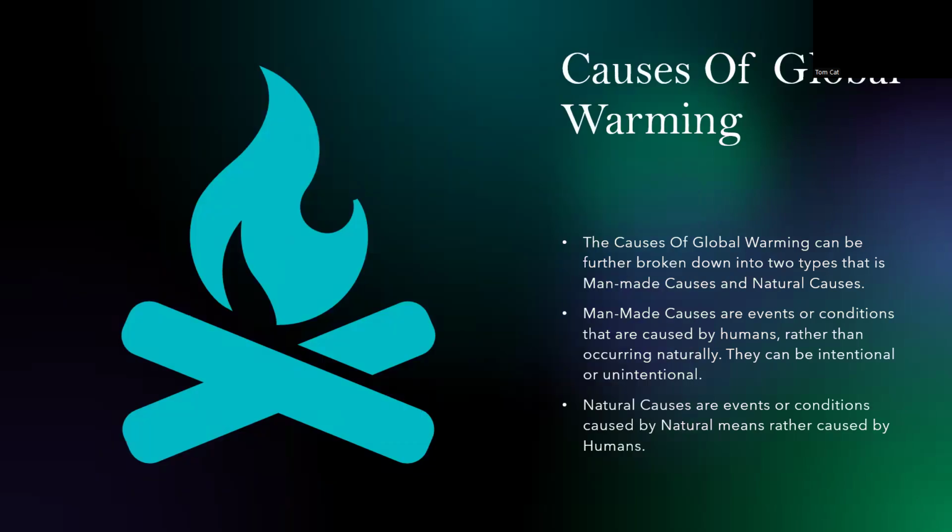Good evening, all. I'm Lloyd Collar, and I will be talking on the causes of global warming. Now, the causes of global warming can be further broken down into two types, that is, man-made causes and natural causes. Firstly, man-made causes are events or conditions that are caused by humans rather than occurring naturally. They can be intentional or unintentional. Natural causes, however, are events or conditions caused by natural means rather than caused by humans. I'll now hand you over to my next colleague, Sean Anthony Jackson.